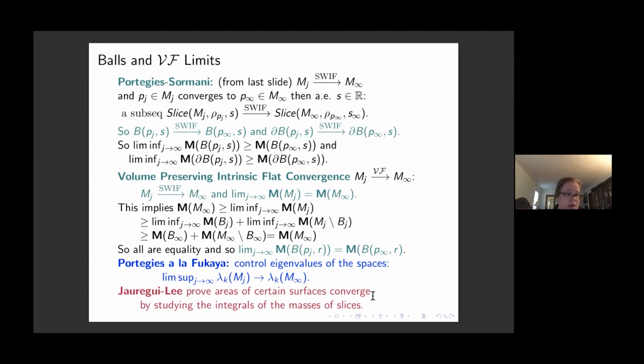Jauregui and Lee were working on the continuity of the ADM mass, which is a physical notion, and they needed to control surfaces related to that question, their isoperimetric style surfaces. So they were able to, it's very nice work. You can see how other surfaces and not just ball shapes can be controlled in this process. Again, using this idea of how all these inequalities become equality due to the absolute mass control of the limit spaces here.